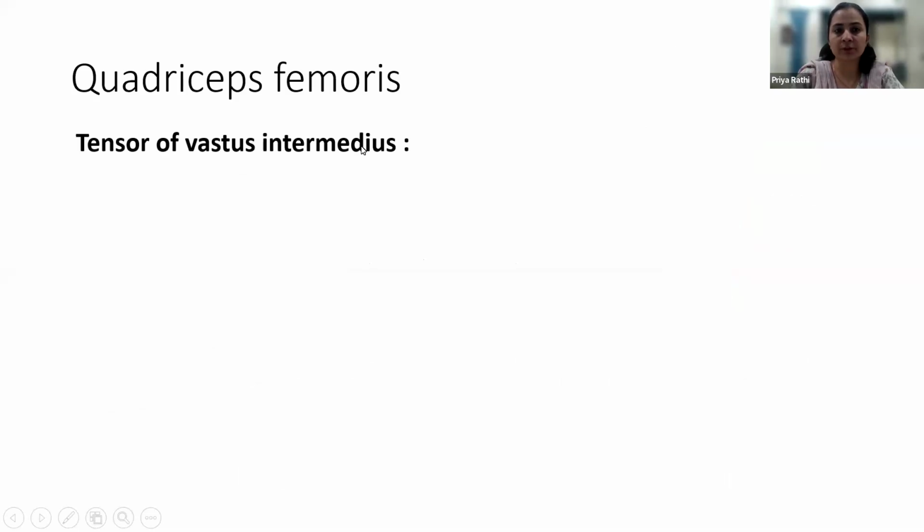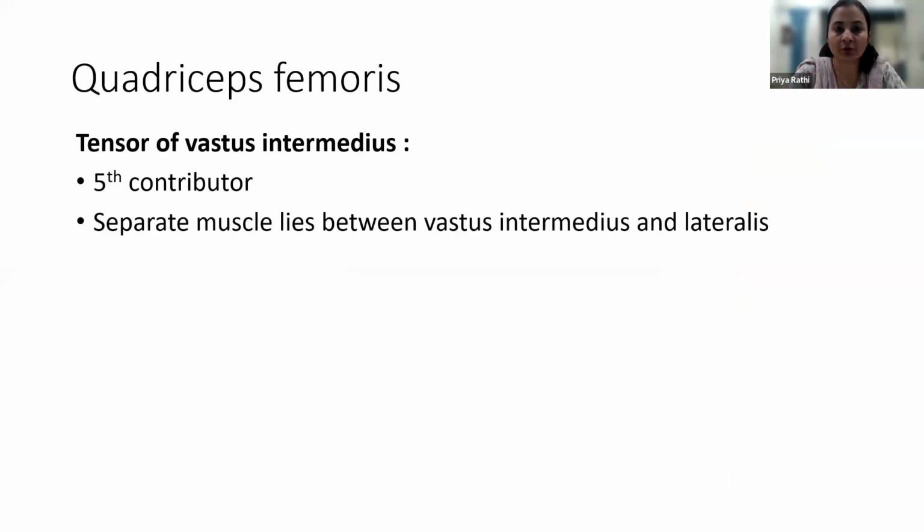The fifth contributor to quadriceps femoris is a muscle seen in some cadaveric studies. Clinically, we have never seen this. I mean, at least I have never seen this muscle on ultrasound. So it's the fifth contributor to quadriceps femoris. It is a separate muscle that lies between the vastus intermedius and lateralis, and it attaches to the medial aspect of patella. Action is same as quadriceps femoris.